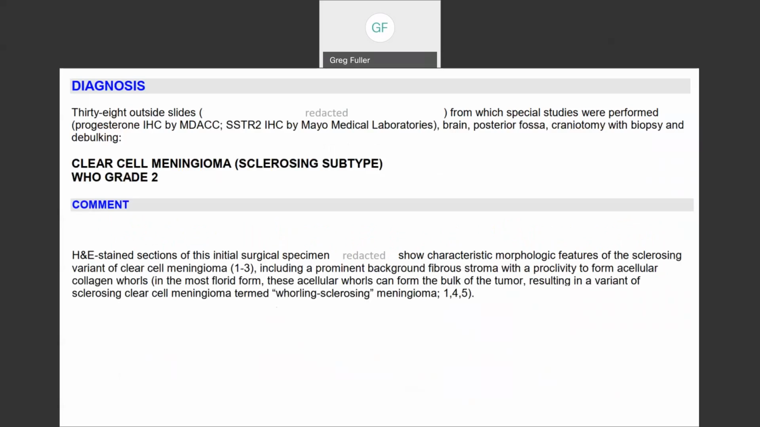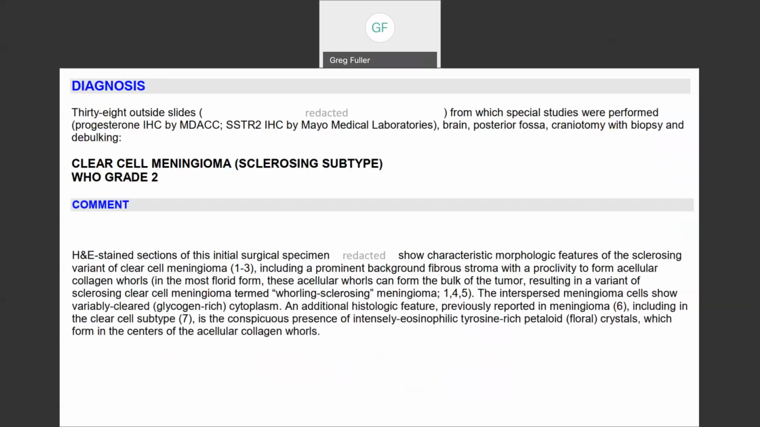H&E stained sections of the initial surgical specimen showed characteristic morphologic features of the sclerosing variant of clear cell meningioma. There are the refs, including a prominent background of fibrous stroma with a proclivity to form acellular collagen whorls, which in the most florid form can form the bulk of the tumor, resulting in a variant of sclerosing clear cell meningioma termed whorling sclerosing meningioma. Okay, that's just a little educational feature of the report.